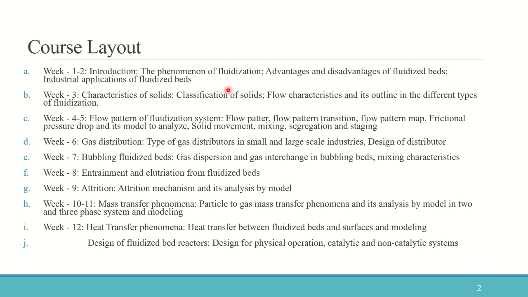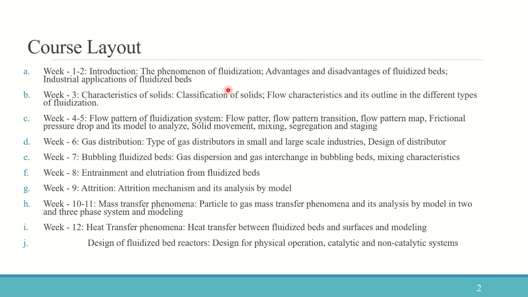From till now you will have a very good knowledge of what fluidized beds are, and why we are using them. I think you'll have a very good idea as of now.